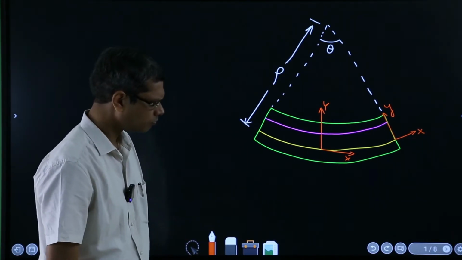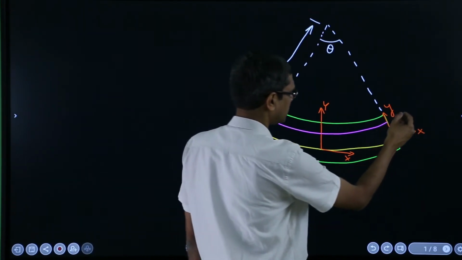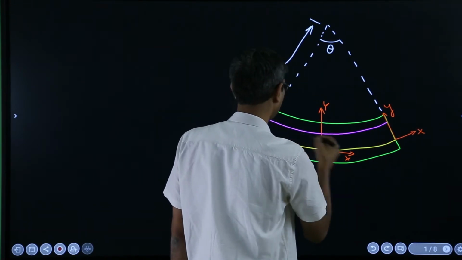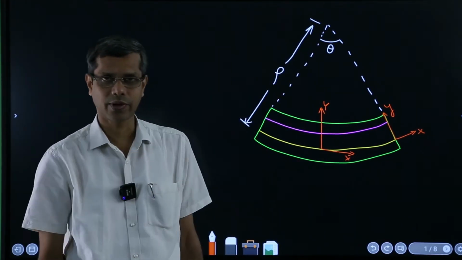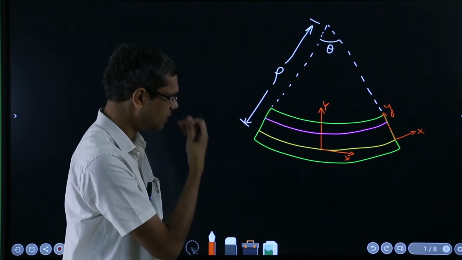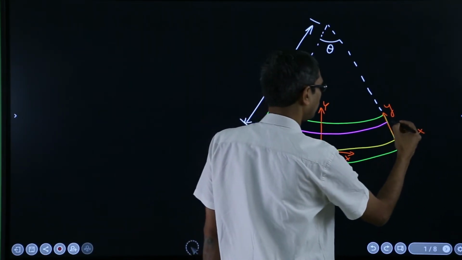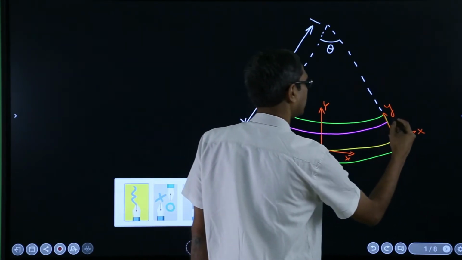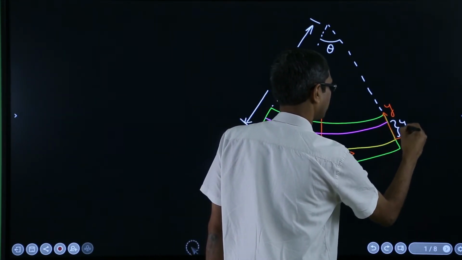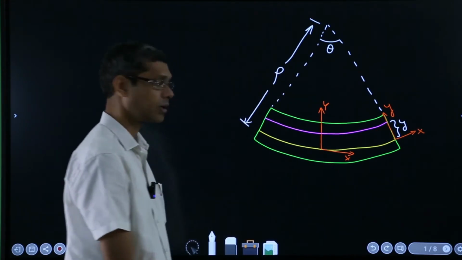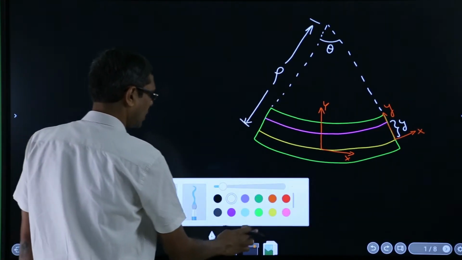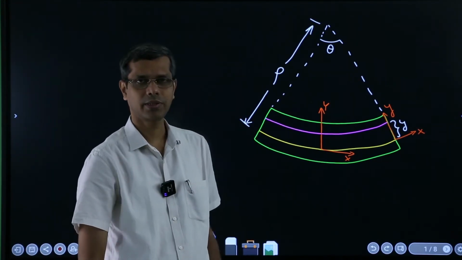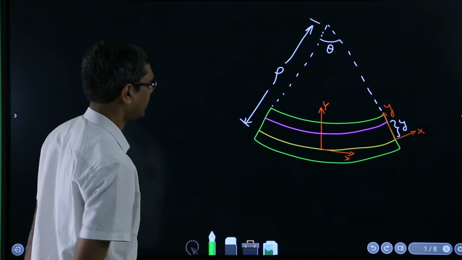Then this fiber, which we can call a test fiber, which we are now considering, is at a distance of, say, y from the neutral axis. Then what will be the strain that gets developed on that fiber? That is what we are now trying to quantify.